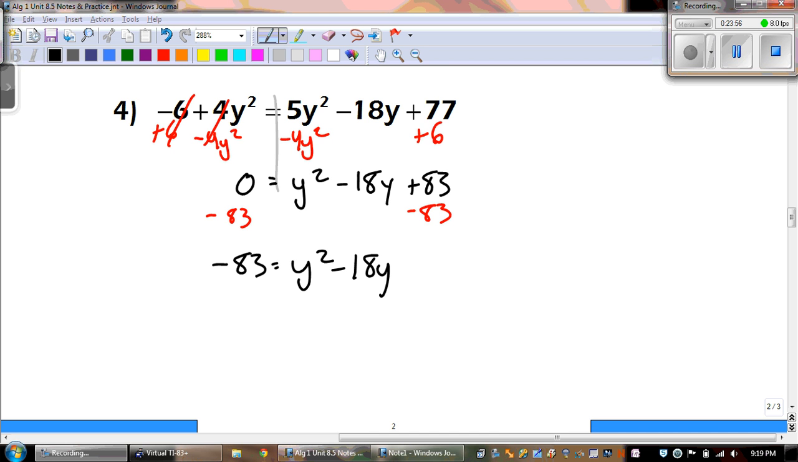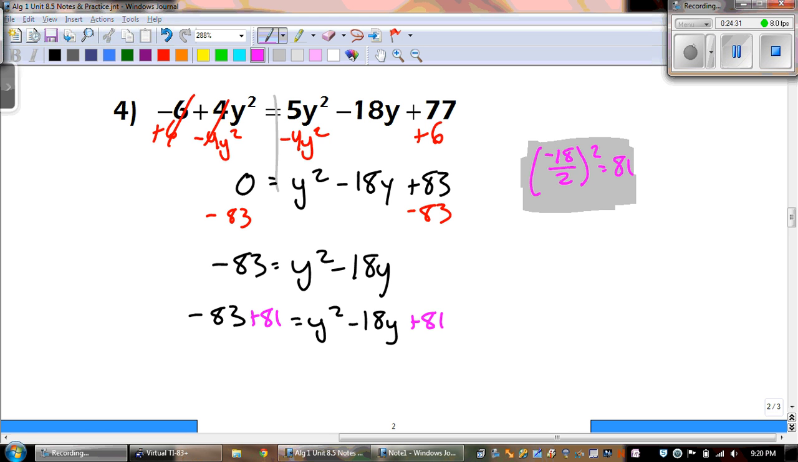Okay, so there were the first 2 steps. Or not the first 2 steps, but we got everything to one side. We couldn't factor that. We can't do inverse operations right now because there's a linear term. So I subtracted the 83 to the other side. All right, so now I need you to take b divided by 2 squared and then add that to both sides. Okay, so you should have gotten 81 for both of those.